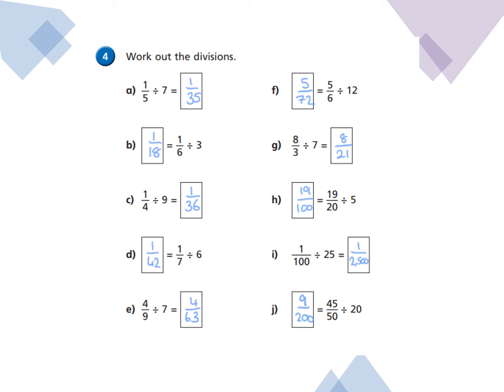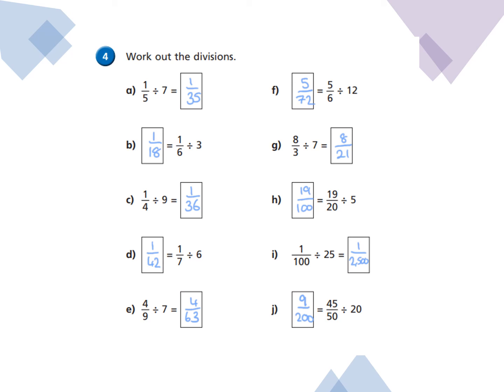For E, we do 4/9 divided by 7. So again, that 4 stays exactly the same, but 9 multiplied by 7 gives us 63. So we've now gone from 4/9 to 4/63. For F, it's 5 over 72. For G, 8/3 divided by 7 gives us 8 over 21. Again, 8 stays the same. It's the denominator we're changing, and we're doing 3 multiplied by 7 to give us 21. For H, 19/20 divided by 5 is going to give us 19 over 100 overall, okay?